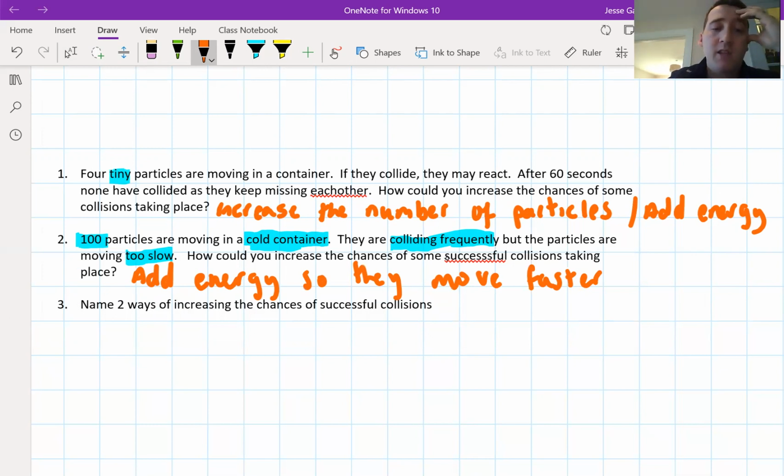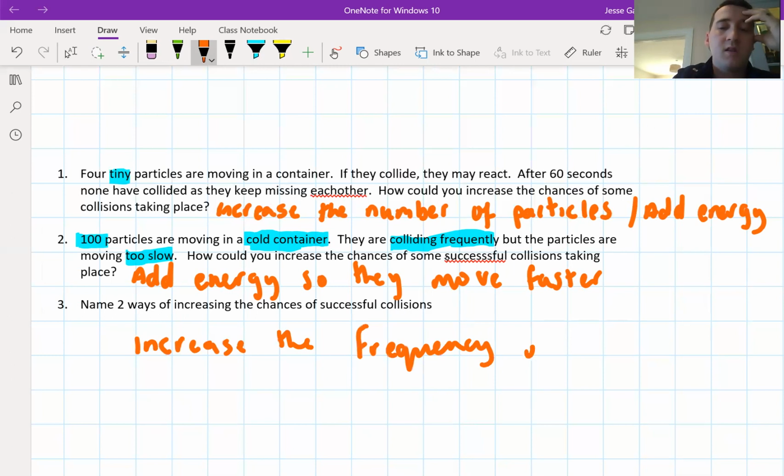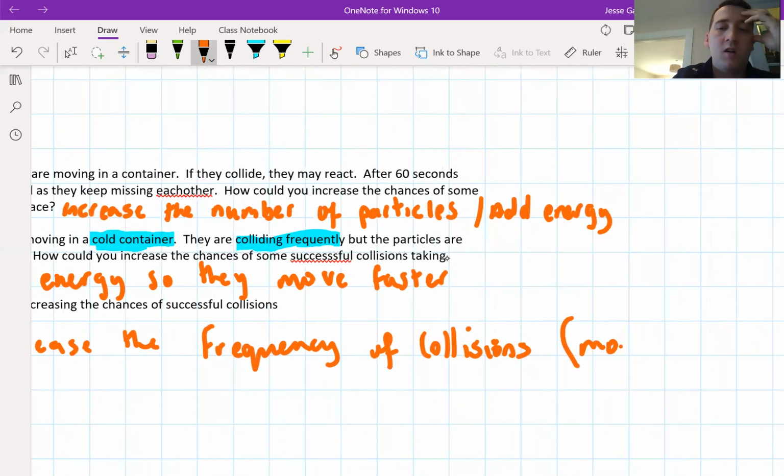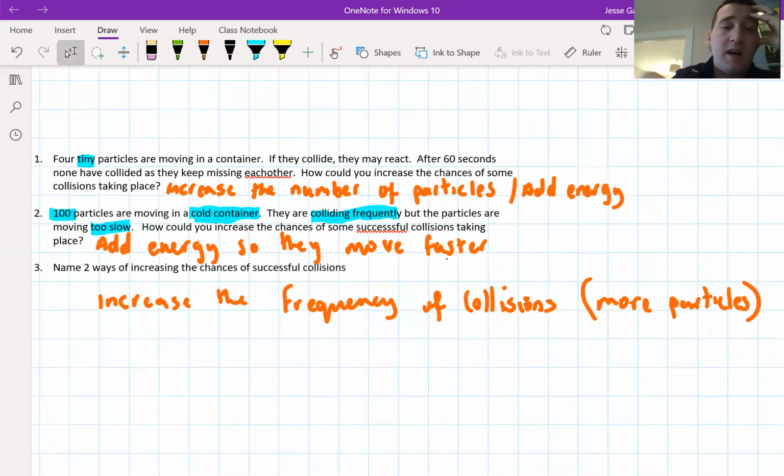Last one, name 2 ways of increasing the chances of successful collisions. This is the same as what we just did. So increase the frequency of collisions, or increase how often you get collisions. And we do this by adding more particles. We can do this by adding more reactant, so you just put more in at the start. And then what else can we do? We can increase the amount of energy.